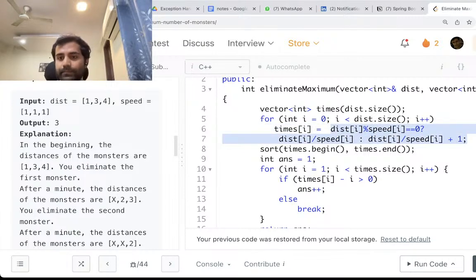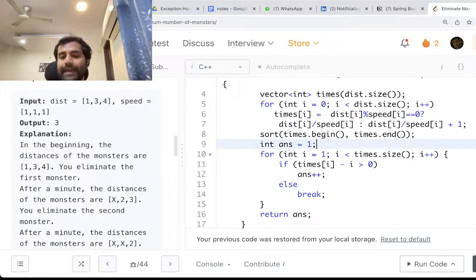This ternary expression simply says that if the remainder on division is 0, then the time is going to be exactly this. And if the remainder is not 0, then we will do a +1. So this is the rounding off part that I just talked about. Then I have sorted this times array in ascending order. And then I have initialized my answer to 1. If you're wondering why I have initialized my answer to 1, it's because my weapon is initially fully charged when the game launches.